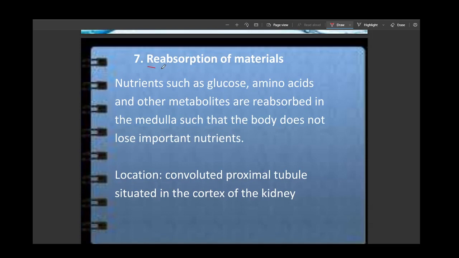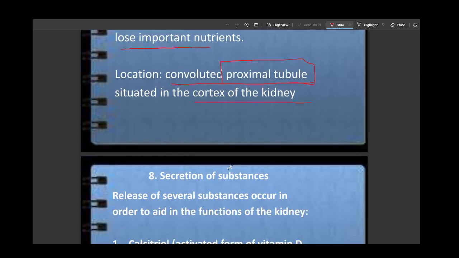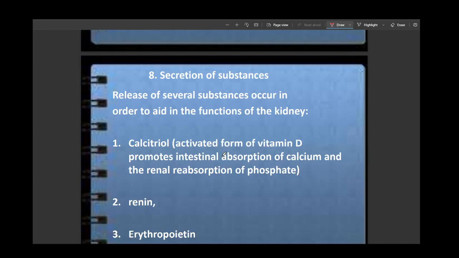What is reabsorption of materials? Nutrients such as glucose, amino acids, and other metabolites are reabsorbed because we cannot lose them. Glucose is our precious source. They are very important. Its location is the convoluted proximal tubule situated in the cortex of the kidney. Basically, it is absorbed first so that it does not get lost in the later parts, because glucose is very precious to us.